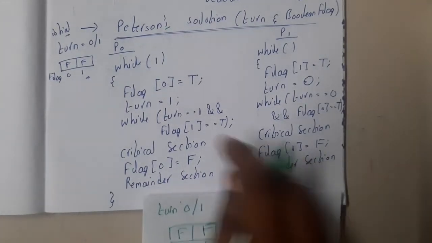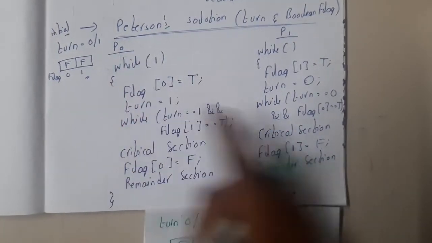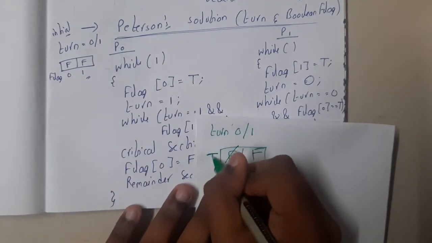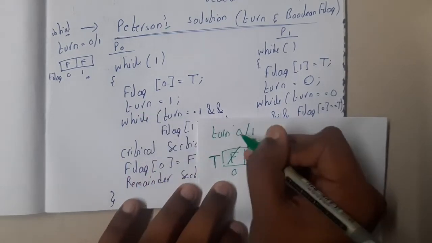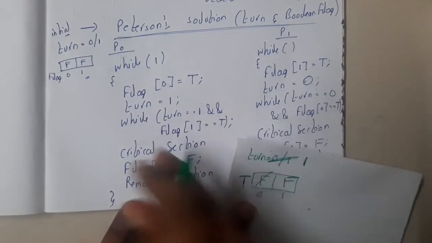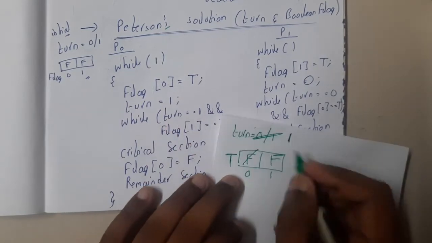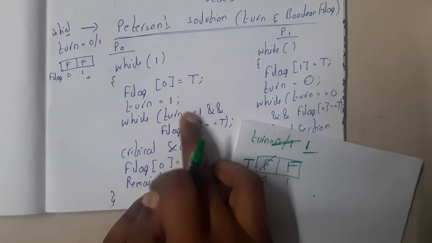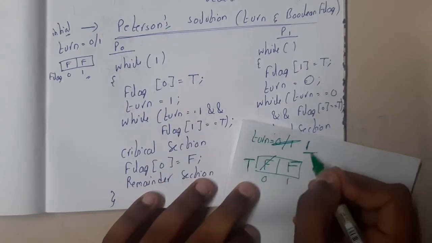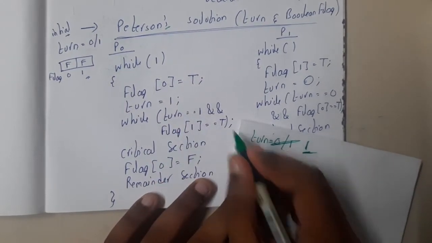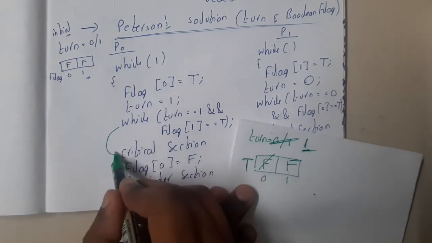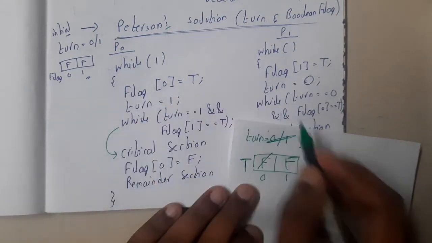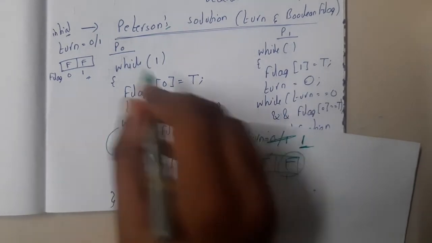Okay, so assume that we want to execute a p node. Initially I will make my own flag true, as I want to execute. And I will make turn equal to 1. Okay, so while turn equals 1 and flag of 1 is equal to true, if both of them are true, it will get stuck, guys. But here the flag is false, so I will enter the critical section and execute my code, and I can run multiple times because this value is never changed, right?